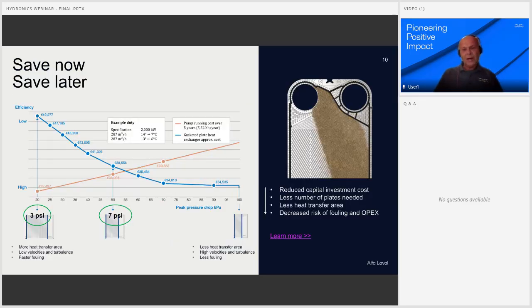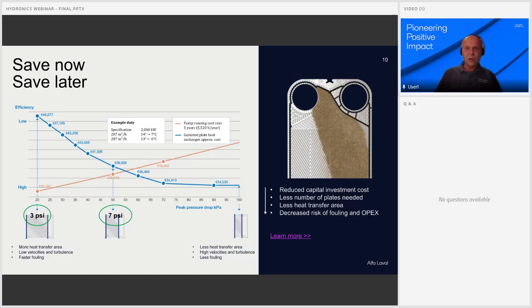We are all aware that, of course, higher pressure drop means high running cost and maybe a larger pump. But is it that much? No. We can see from the evaluation of CAPEX and OPEX that the breaking point, or the cross point, is already in the neighborhood starting from 7 psi.